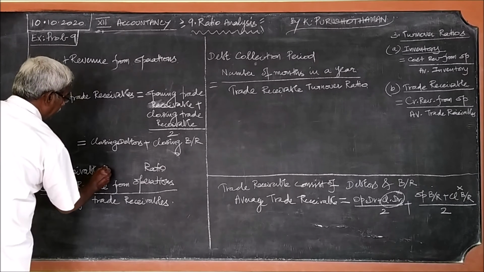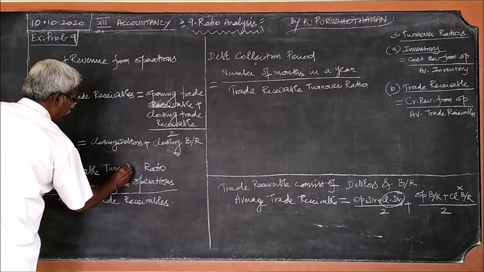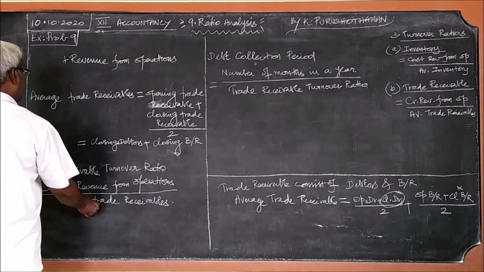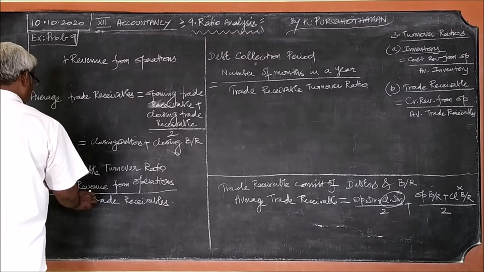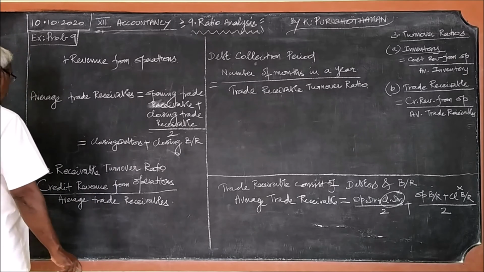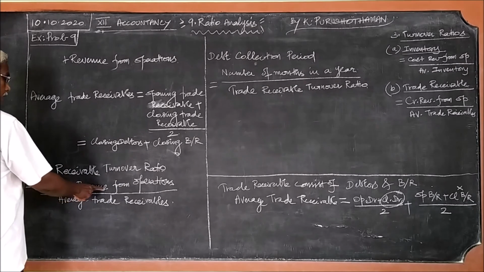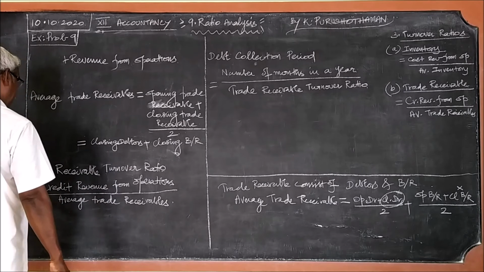Trade receivable turnover ratio. This we should find, and for this we should find both the numerator and the denominator. What is the trade receivable turnover ratio? Credit revenue from operations by average trade receivable.